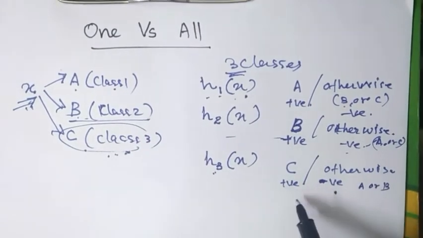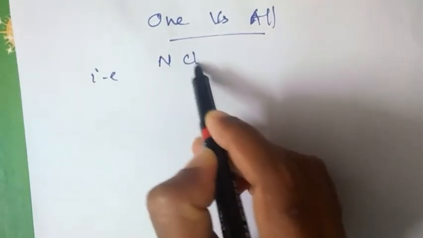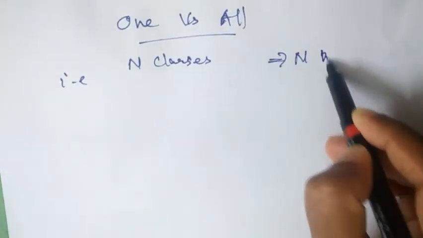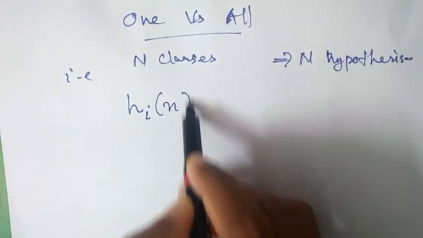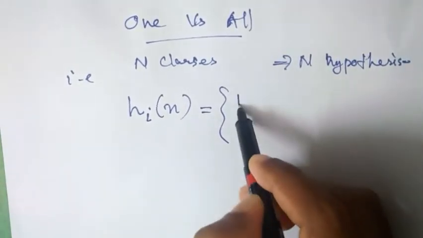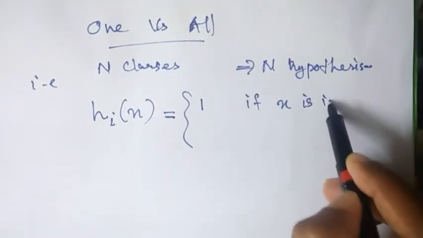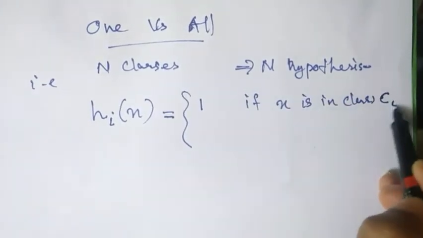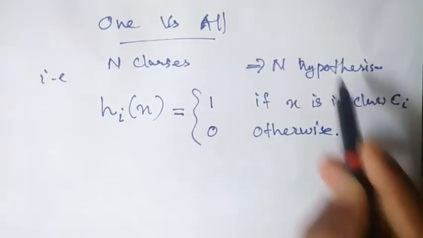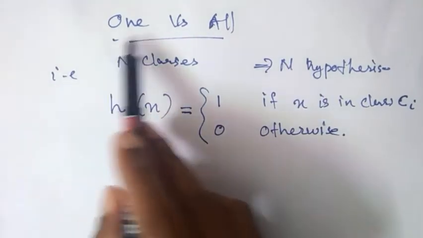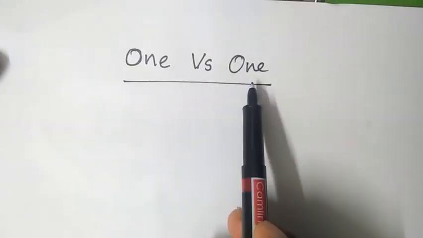So let us generalize this method. If there are n classes, n hypotheses will be there, and each hypothesis Hi of X is 1 if X is in the class Ci and 0 otherwise. So this is what happens in the one versus all method.